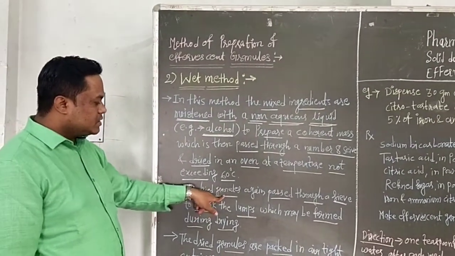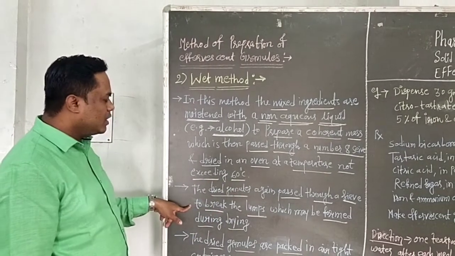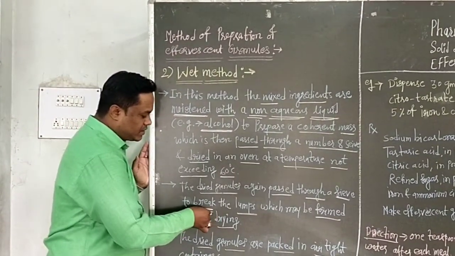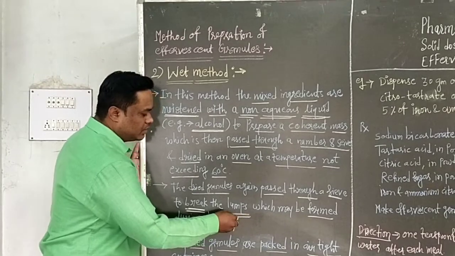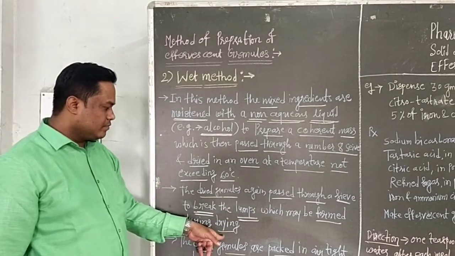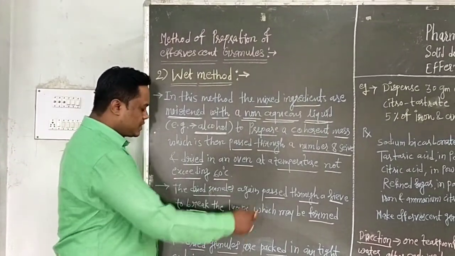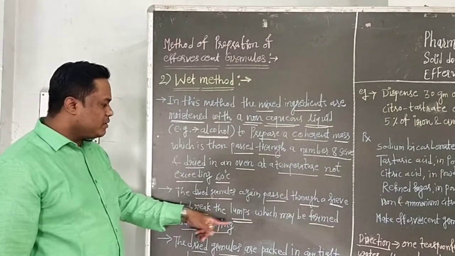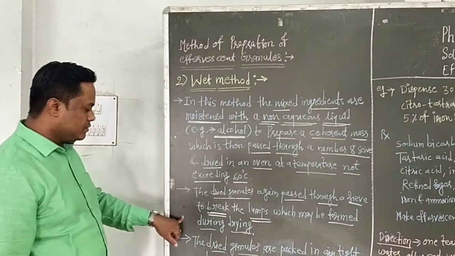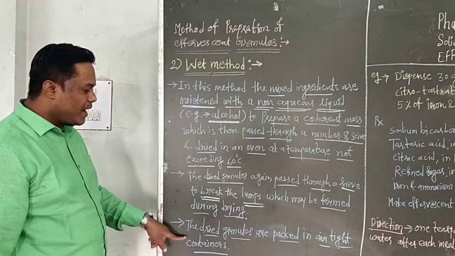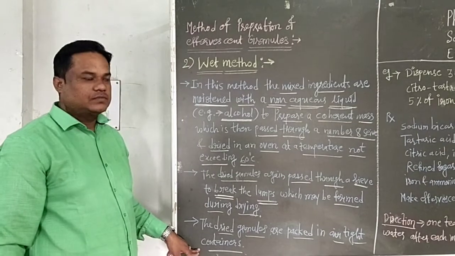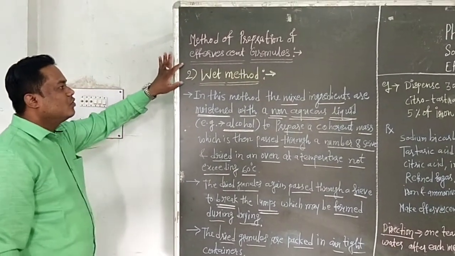Then the dried granules are again passed through a sieve to break the lumps. This is important: again pass through the sieve to break the lumps which may be formed during drying. Then the dried granules are packed in an airtight container to protect from atmospheric moisture. So this is the simple method, that is, the wet method.